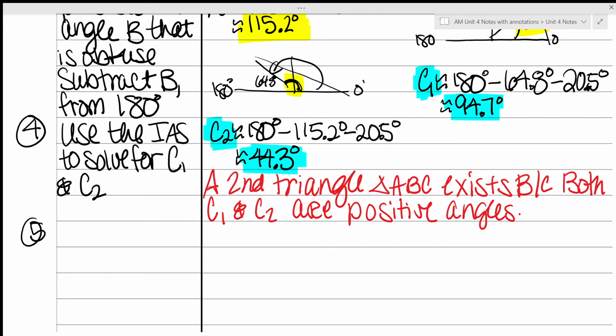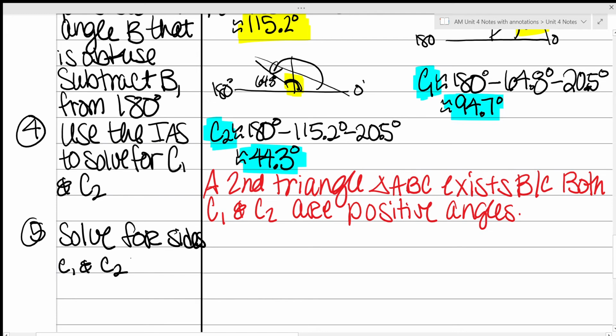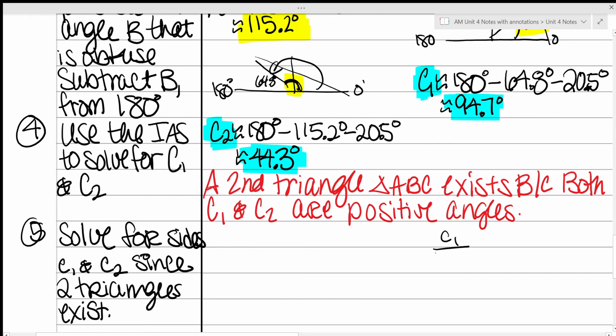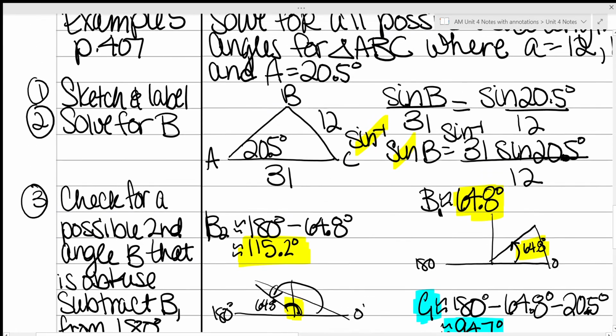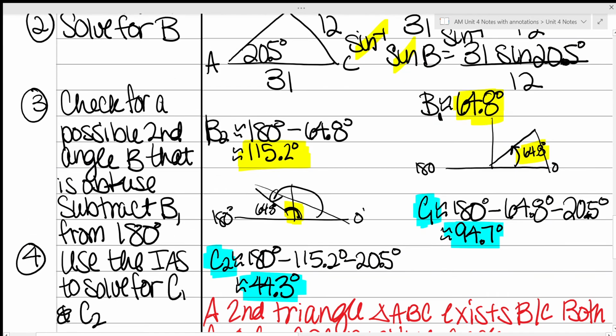Okay, so solve for sides C1 and C2 since two triangles exist. Okay, so to solve for little c1, I go c1 over sine of, I'm going to use that 94.7. It's approximately equal to that given side angle pair, which we said was sine 20.5 and 12.